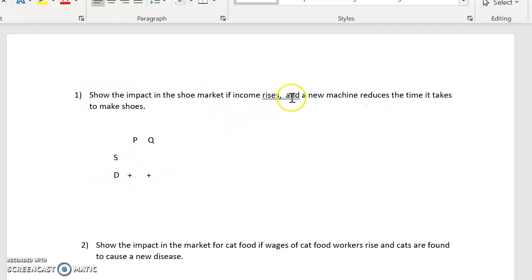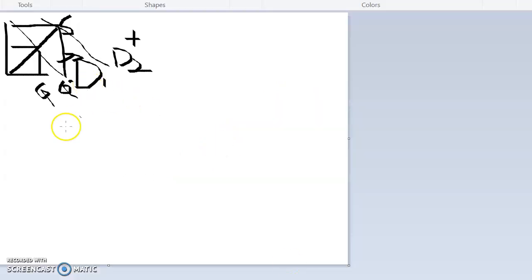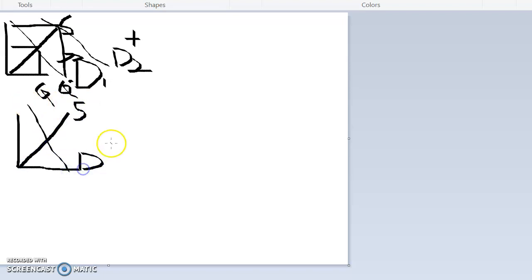But now we've got to figure out what happens if a new machine reduces the time it takes to make shoes. Okay, I'm going to do it on a different graph this time, and I'll show you the next one on one graph. And I should label price and quantity on my axes. For drawing purposes, I'm just going to do this like so. Okay, new machine, that's new technology. That's an increase in supply. Supply shifts to the right. We have a lower equilibrium price and an increased quantity. There's my quantity prime, and there's my price and my price prime, or price sub 1 and price sub 2, depending how you want to label it.